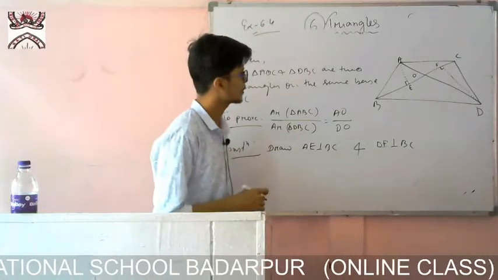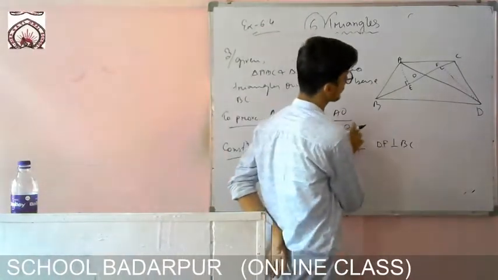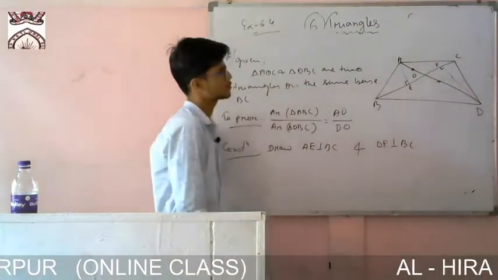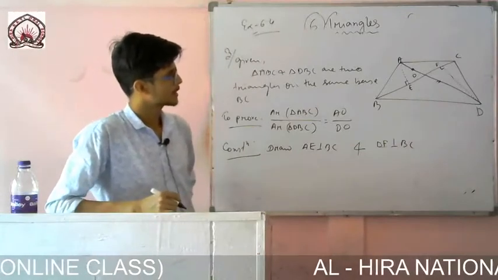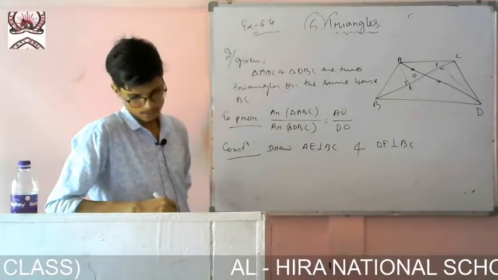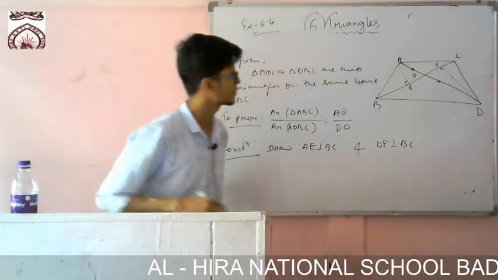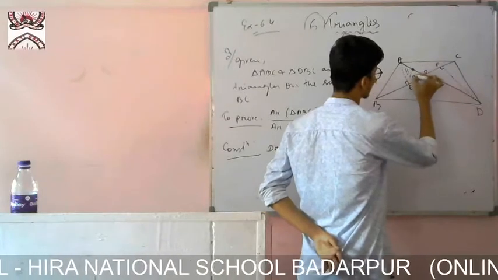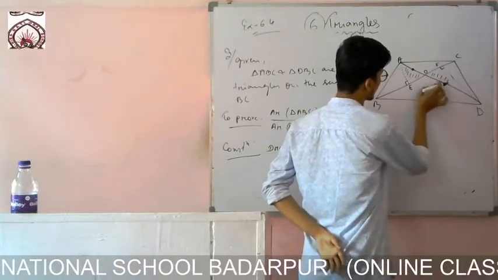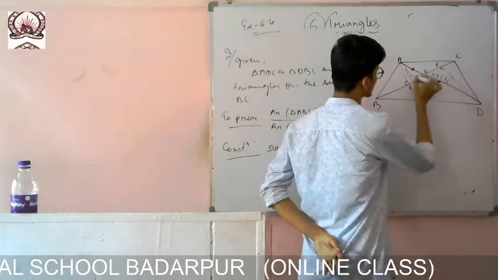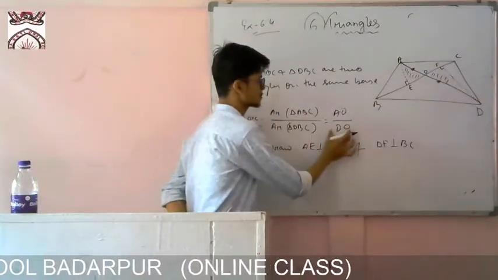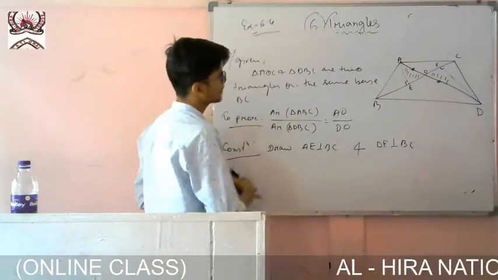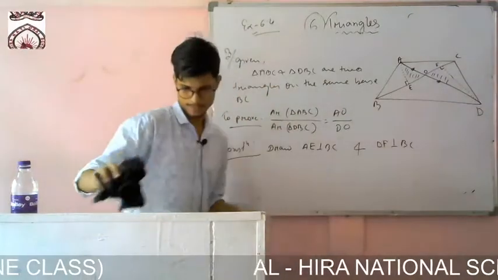No, actually I need what? AO by DO, I need this one, no? So to find AO by DO, what can I do? I can relate the triangles AOE and DOF. Somehow if I can relate these two triangles, I can show that this one equals this one. So let me first of all find this one. After that, I will relate the two triangles. There is space, I can write here.